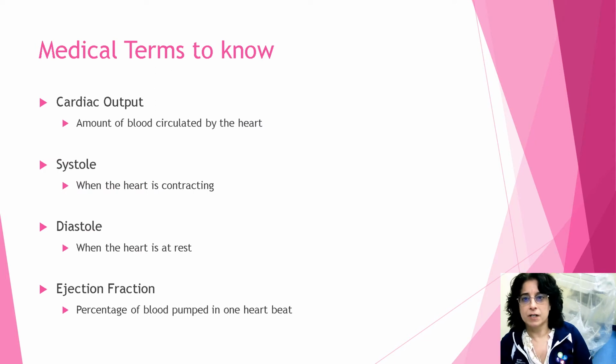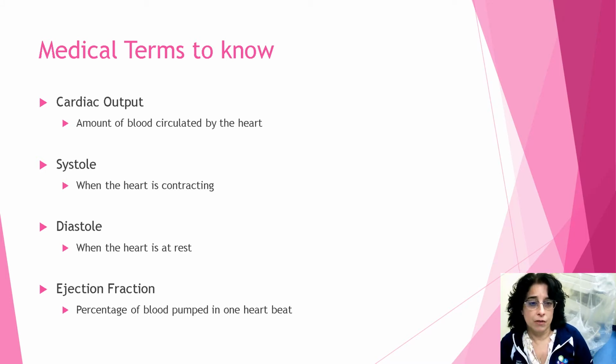There are a few terms that are important to be aware of. When we talk about cardiac output, we're talking about the amount of blood that's circulated by the heart. So really, it's the heart rate, how many times your heart beats, times how much blood is being pushed out as each heart is beating.